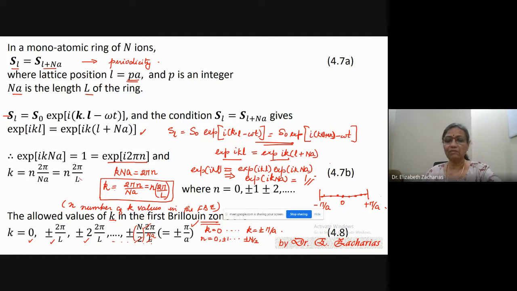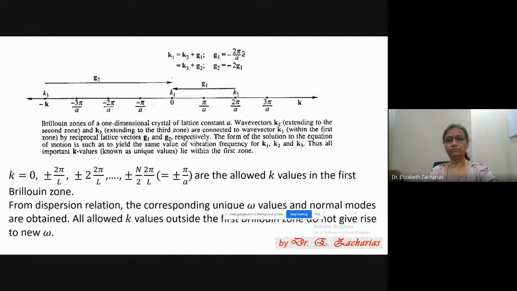n can take value capital N by 2, but because it's plus and minus, you will see that there are capital N number of values possible. So these are the possible values of k.